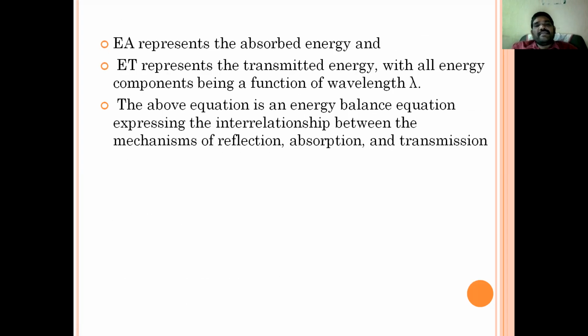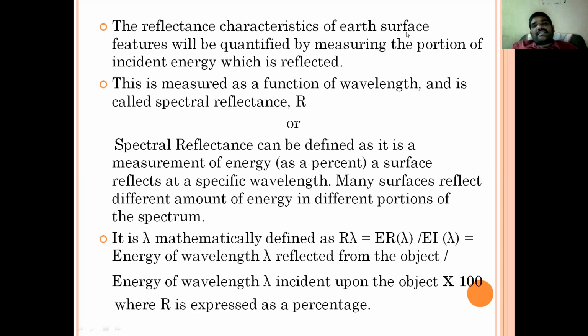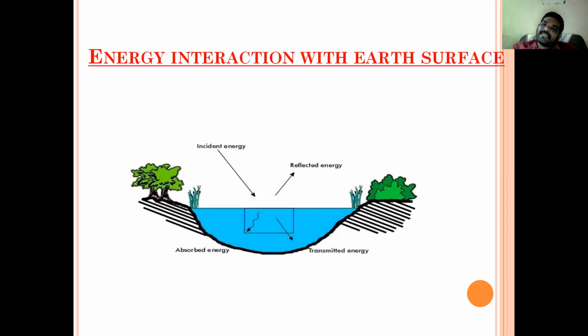The reflectance characteristics of earth surface features are quantified by measuring the portion of incident energy which is reflected. See how the reflectance features of the earth surface are quantified with respect to the portion of energy that is reflecting. The title here is energy interaction with earth surface. See how I can understand the characteristic of one particular object on the earth while it is being recorded by the sensor.